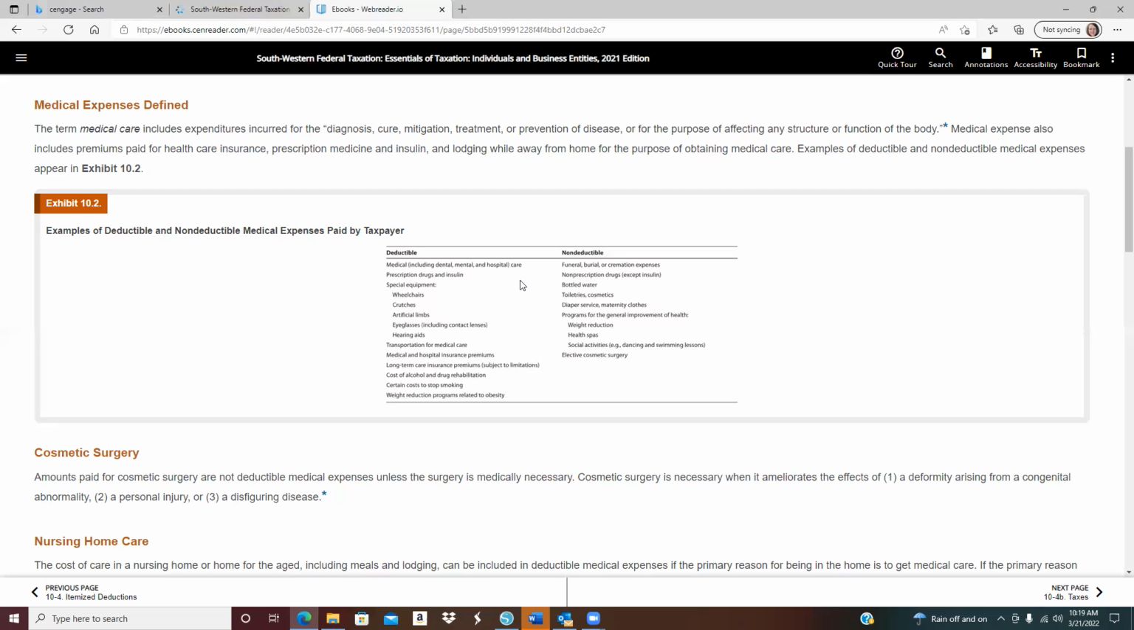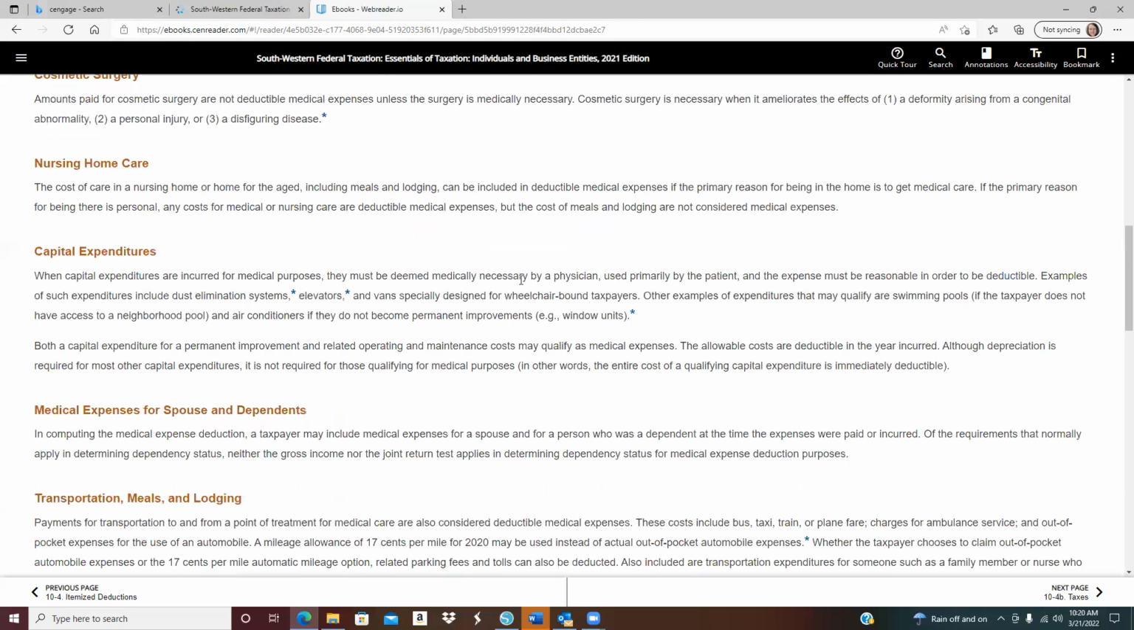So cosmetic surgery is necessary when it addresses the effects of a deformity arising from a birth defect or a disfiguring disease. So again, if the cosmetic surgery is related to a medical condition and is prescribed due to the medical condition, then it can be considered a deductible medical expense. But if you just want a facelift, then it is not considered a medical condition and therefore not deductible.